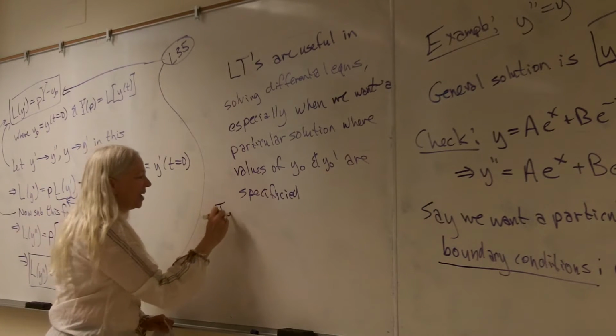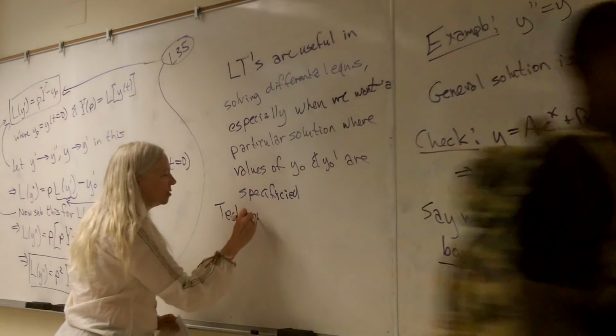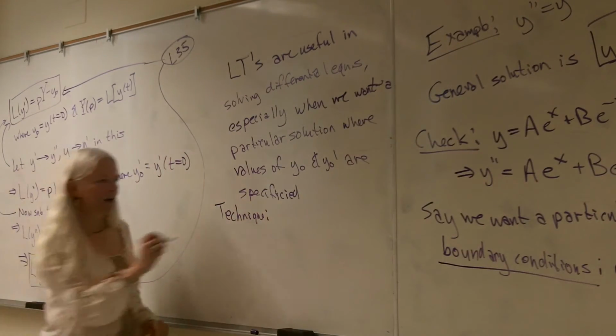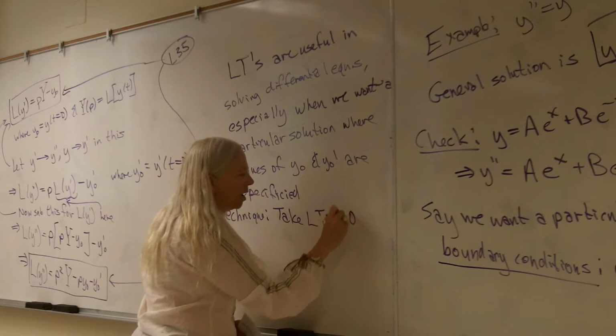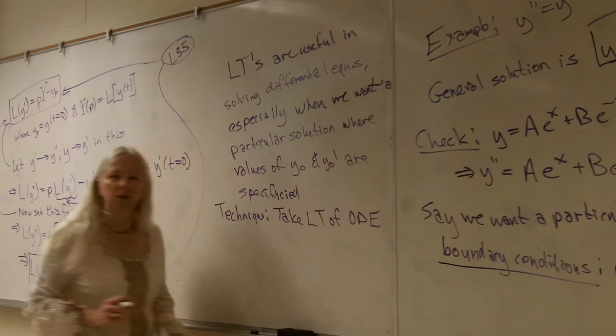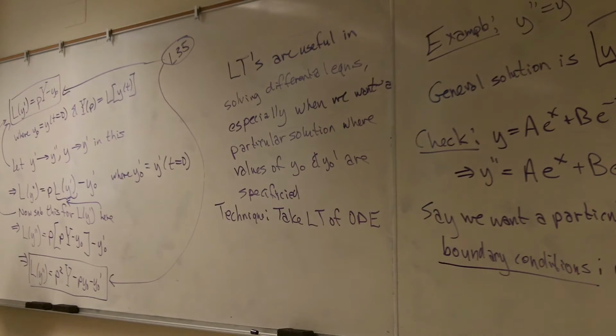So here's our technique. Take the Laplace transform of our ordinary differential equation. In other words, take the Laplace transform of both sides of the differential equation. You can do that just like you could multiply both sides of an equation by 2, or take the derivative of both sides, or take the integral of both sides, or take the sine of both sides, or do any mathematical operation you want to an equation as long as you do it to both sides. So take the Laplace transform of both sides of the equation. Okay?